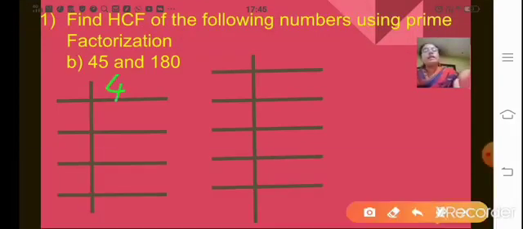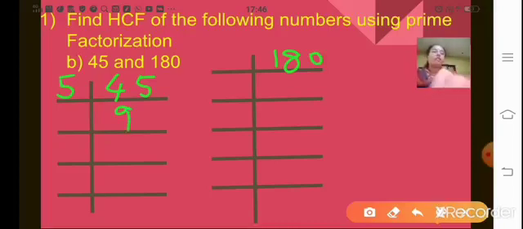45 here I will write, and I will write 180. Now 45, using the test of divisibility, the number in the ones place is 5. So it is easily divisible by the number 5. 5 nines are 45. Now 9 is divisible by the number 3. 3 threes are 9. And 3 is divisible by the number itself.